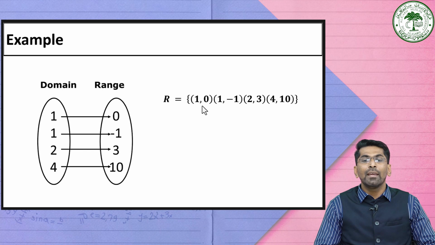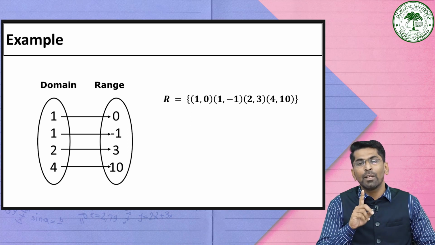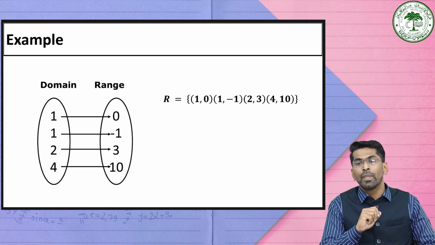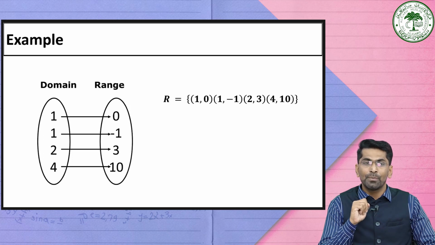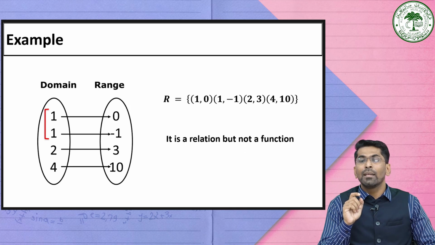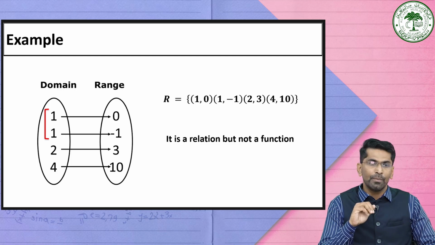So the domain value 1 is repeated here, which means that the input 1 is associated with two different outputs, that is 0 and -1. So each input should have a unique output in a function. That condition is violated in this particular situation, and so it is a relation, but it is not a function, since we have a repetition or duplication of x values with different y values.